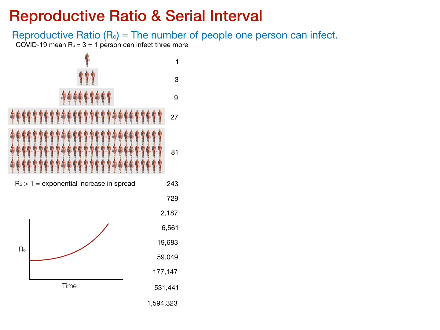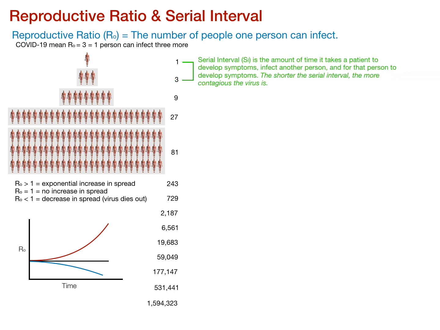So when the reproductive ratio is greater than 1, there is an exponential increase in the spread. When the reproductive ratio is equal to 1, there's essentially no increase in spread. One person infects one other person, who infects one other person. And if the reproductive ratio is less than 1, the spread decreases and eventually the virus dies out.